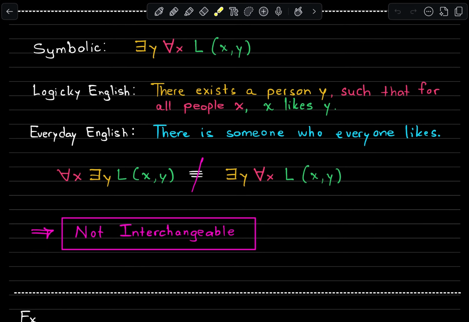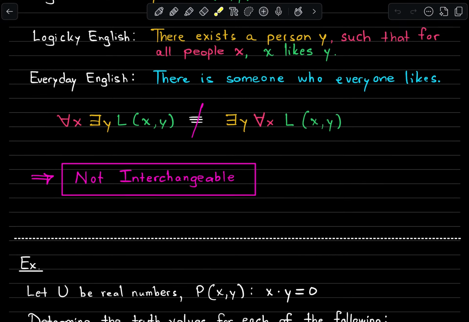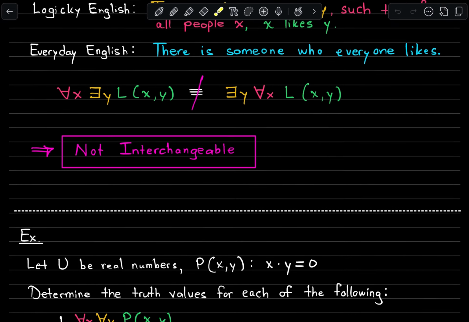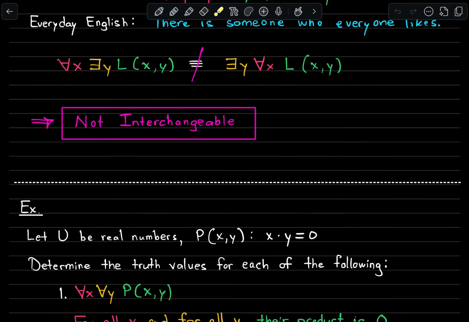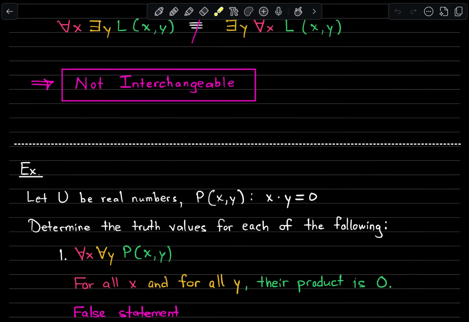Let's look at some more examples. Let U be real numbers, and the propositional function P of x,y mean x times y is equal to 0. Let's see if we can determine the truth values for each of the following statements with nested quantifiers. We've got two universals: for all x and for all y, P of x,y is true. What this would translate to is that for all x and for all y, their product is 0. This is obviously a false statement.